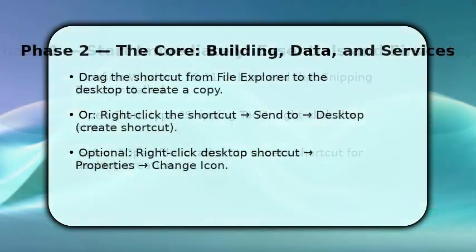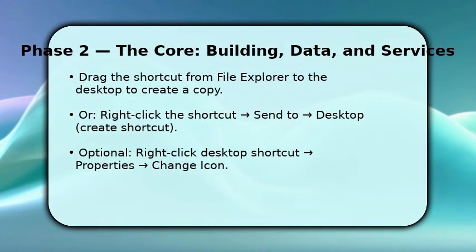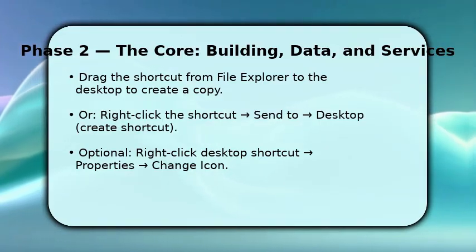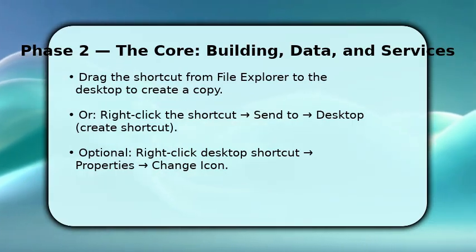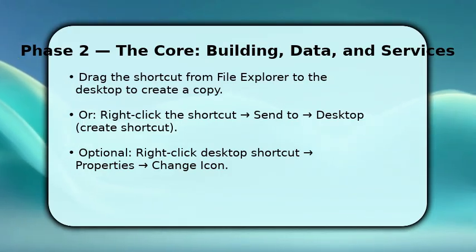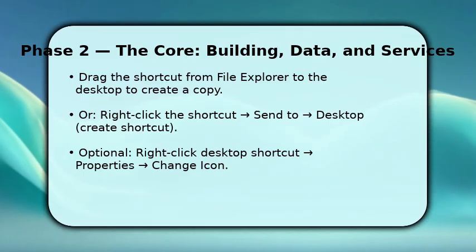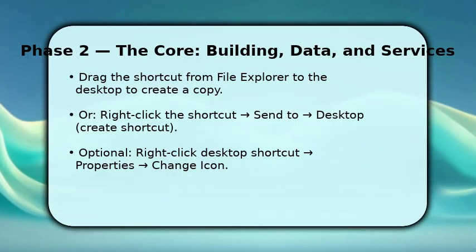Now you'll create the desktop icon itself. Drag the Snipping Tool shortcut from File Explorer onto your desktop and release to make a copy. Alternatively, right-click the shortcut, pick Send to, then Desktop, Create Shortcut. Once the icon is on your desktop, right-click it and choose Properties to change the icon or set a keyboard shortcut so you can open it fast. Make sure to apply changes. This gives you quick access without relying on the Start menu.